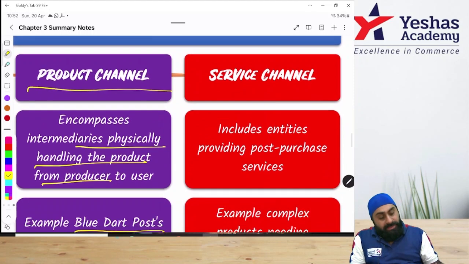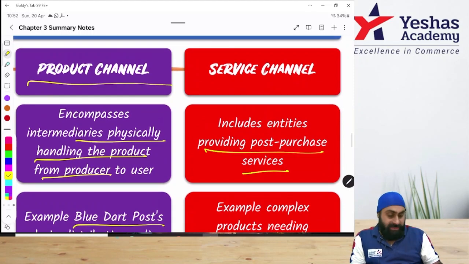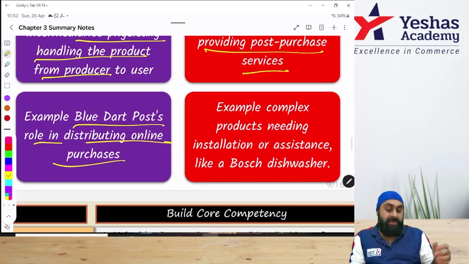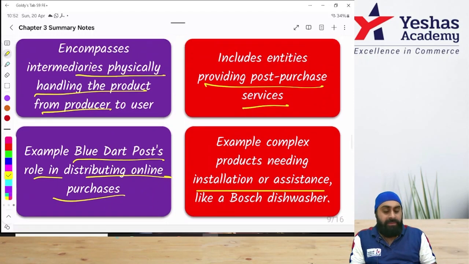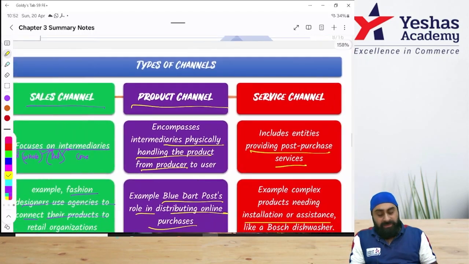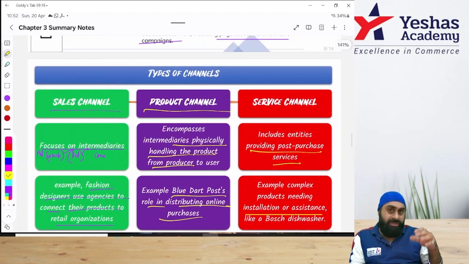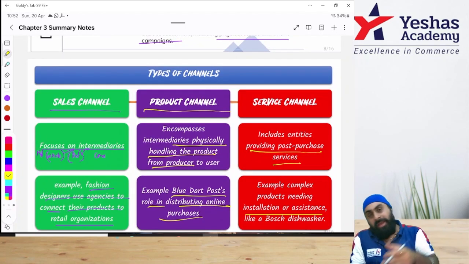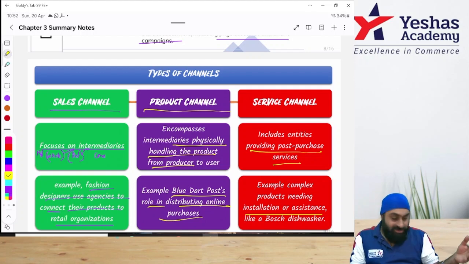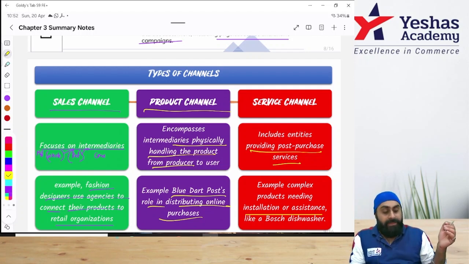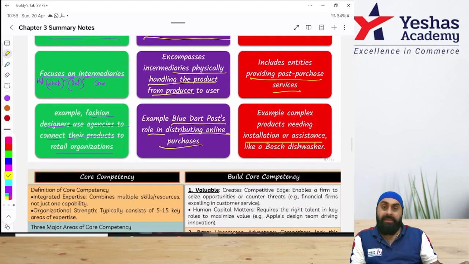The service channel is providing post-purchase services like AC repairs and installation. These are all done by the category of service channel. So there are three channels. One is the sales channel, which tries to increase the sale of its product. One is the product channel, putting the product in the hands of the customer via distributing agencies. The service channel is the post-sales process. So these are the three types of channels we are talking about.